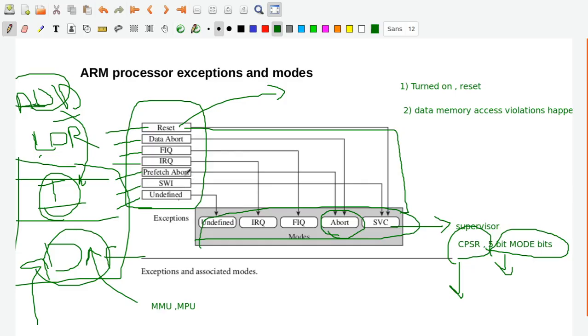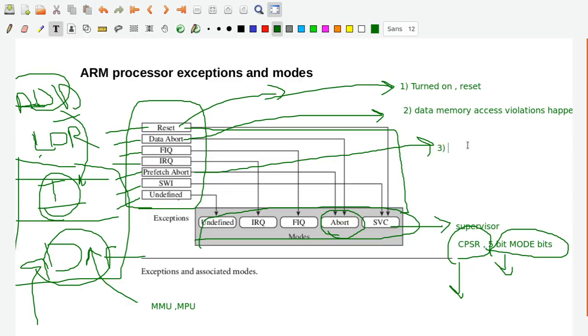Similarly, you can see prefetch abort here. Let me write it here. This is with respect to the reset exception, this is with respect to the data abort exception, and let me have this one as prefetch abort. What is this prefetch abort? Prefetch abort is some instruction memory access violation. Same thing, if some instruction memory access violations happen.